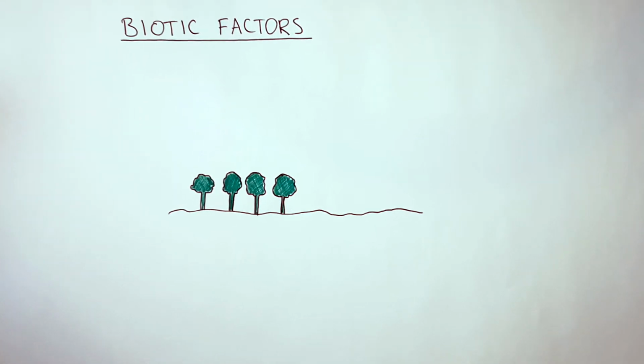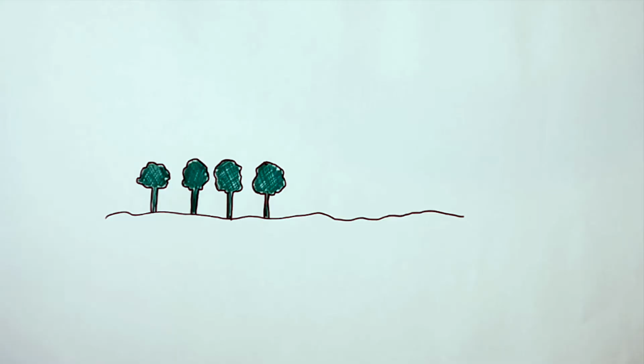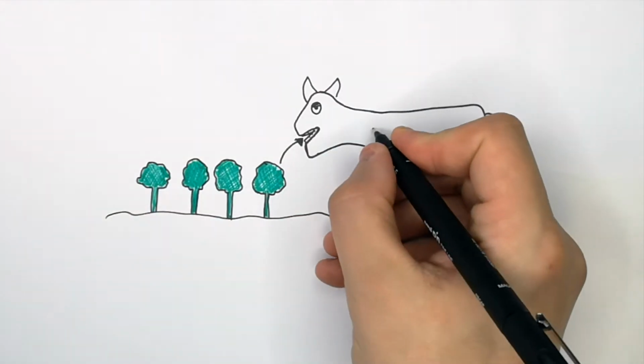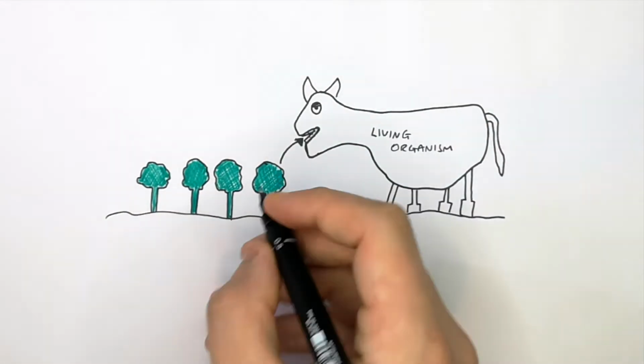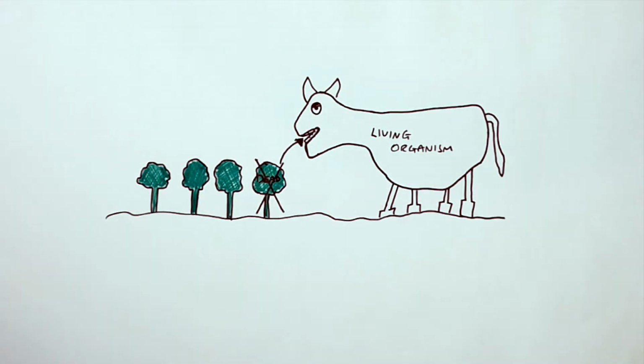Biotic factors are any living organisms that affect another living organism within an ecosystem. This animal here has to eat, so it's going to eat the vegetation. This animal is a living organism, and when it eats the plants, it's going to kill the plants. Therefore, it is a biotic factor that has affected the plants within this ecosystem.